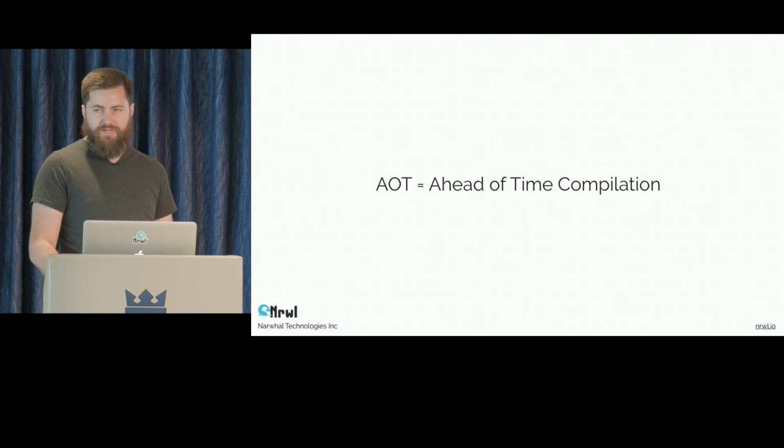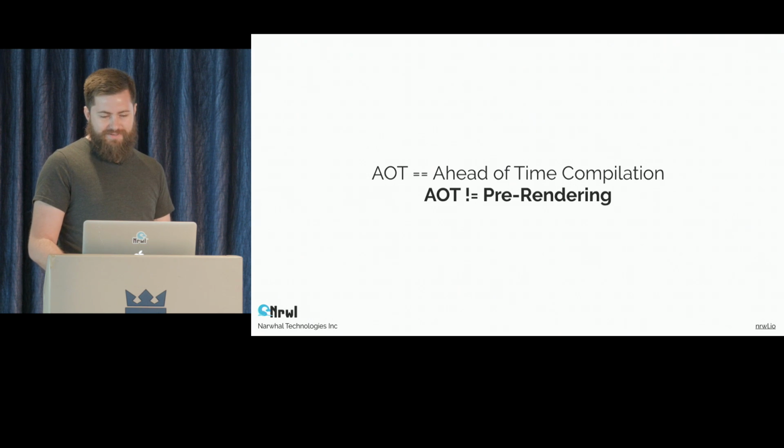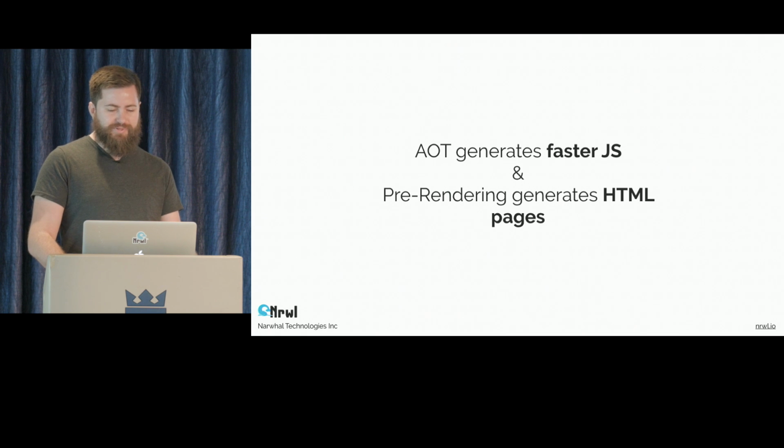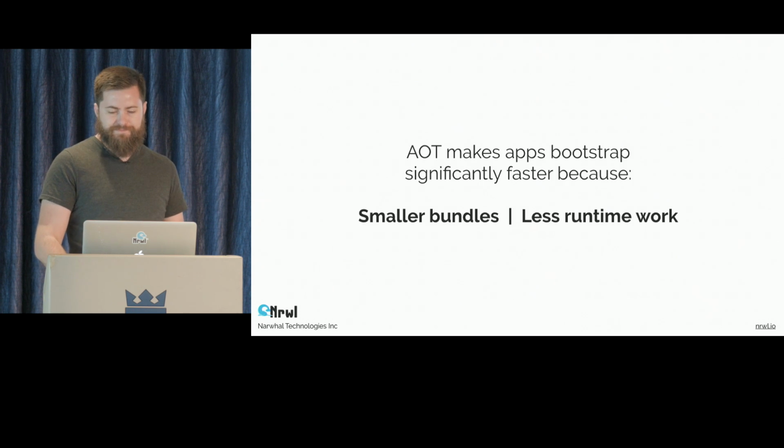AOT. We've talked a lot about AOT this week. I think it's kind of an easy one. It's ahead of time compilation. Hopefully everyone knows by now that it's a good thing to do. It's pretty easy to do now, a lot easier than it was a year ago, at least. One important note, this is different from pre-rendering. So AOT is ahead of time compilation, not pre-rendering. The goal of AOT is to generate faster JavaScript, whereas pre-rendering generates HTML pages. So you use both. You use pre-rendering, and then you're loading AOT compiled scripts.